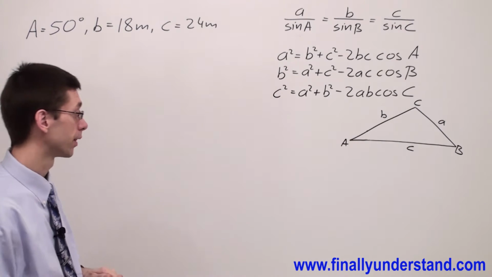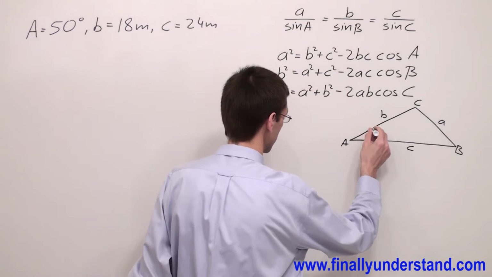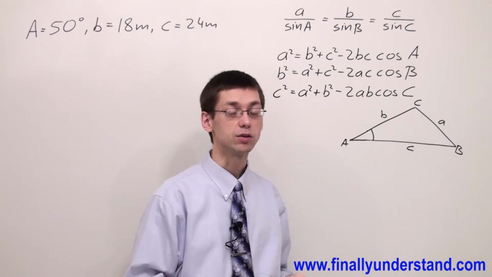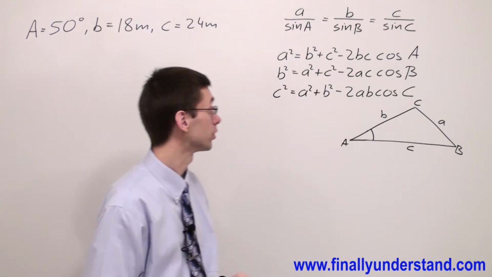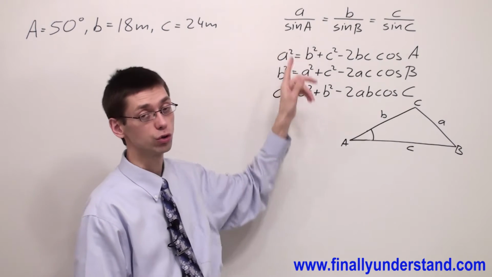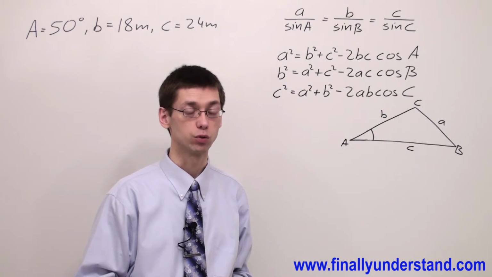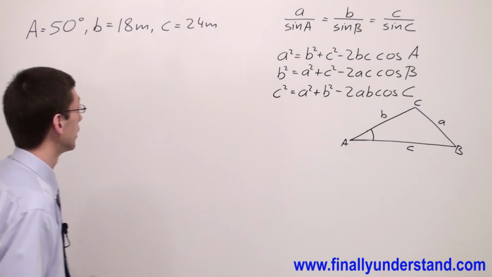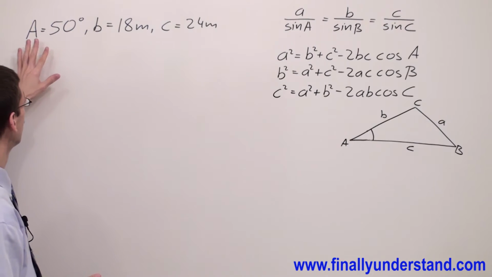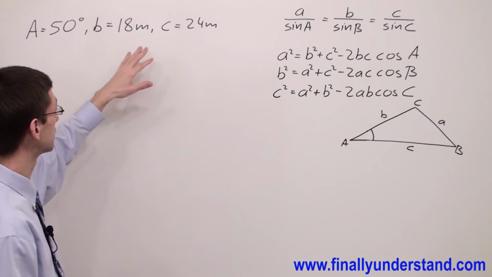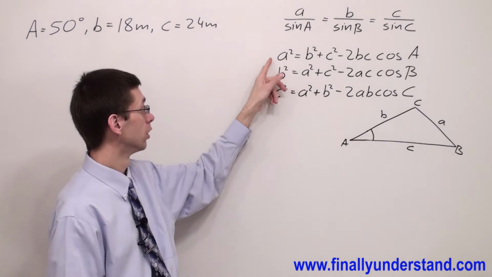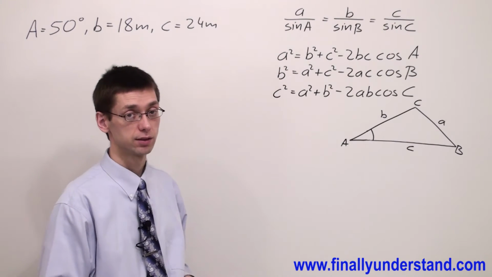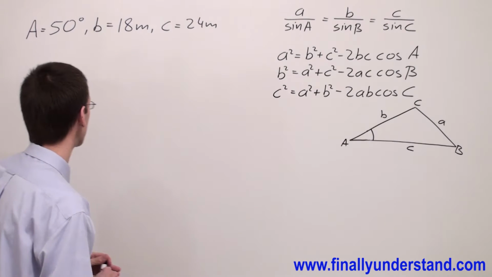So if angle A is given, and we don't have given side A, it means that at the very first step we cannot use law of sines. We're supposed to use law of cosines. So if we have given angle A, side B and side C, we're supposed to use this form of law of cosines. We're supposed to find side A. Okay, so let me copy this down.